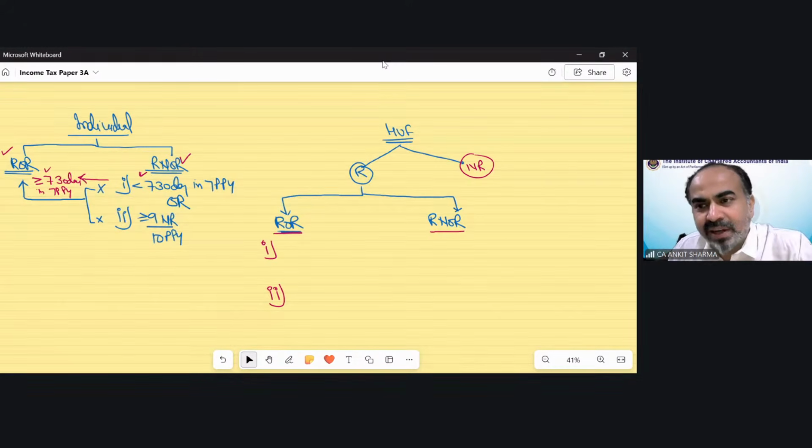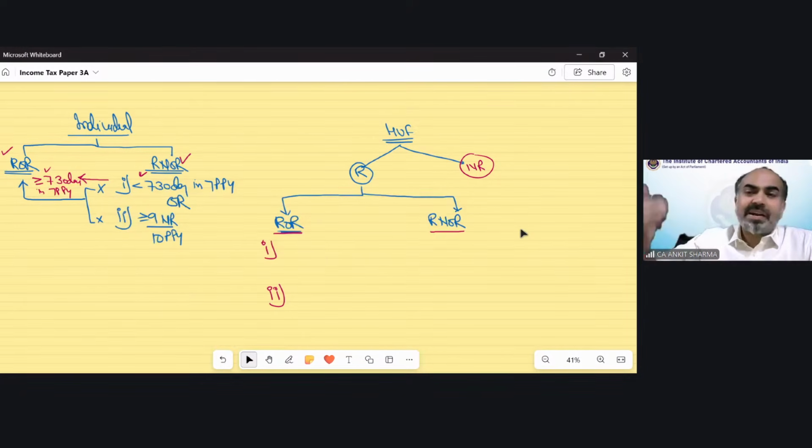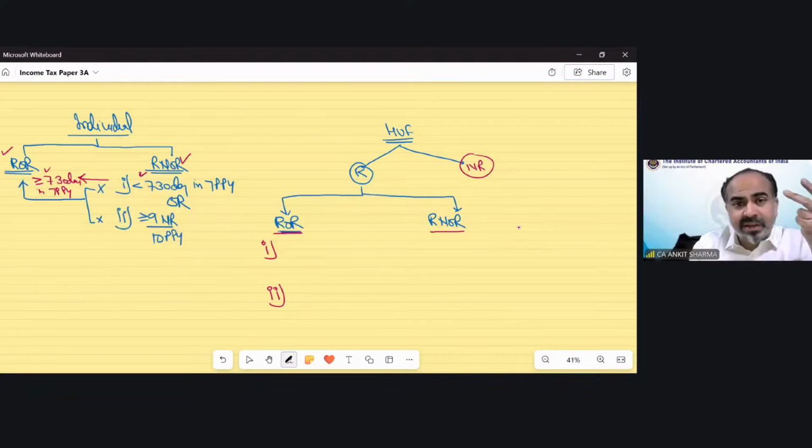Yes, of course, correct. I can write it down in reverse mode. To become a resident and not ordinary resident, you have to be in India less than 730 days. And suppose now I ask you, when I become a resident and ordinary resident, that means this condition should not satisfy. So I can explain it like this also, that if you are more than or equal to 730 days in India, then this RNOR condition will not satisfy. This condition will satisfy. Clear?